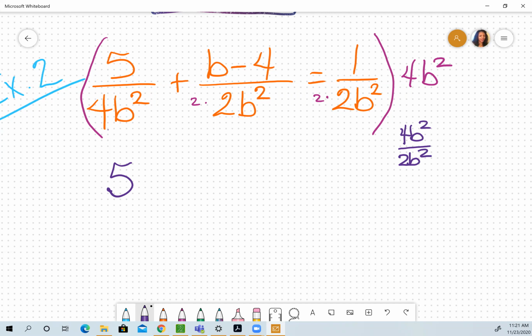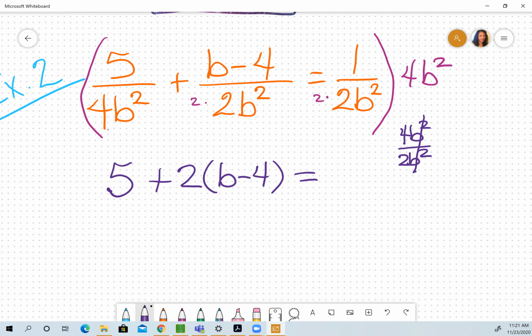Well, I can get rid of the b squared, but I'm still left with that 2. That 2 goes on top, which means it has to multiply against what's already on the top of that fraction. So it's going to be plus 2 times b minus 4. All right. And again, I already got rid of the denominator. So equals, that's my whole goal.